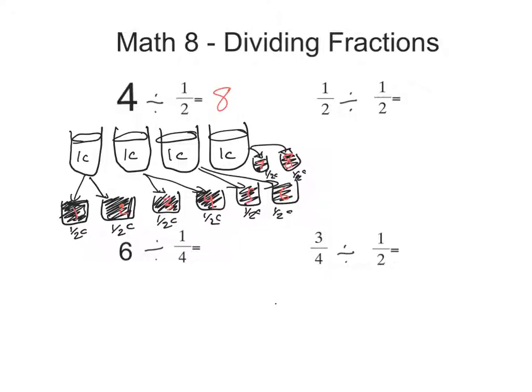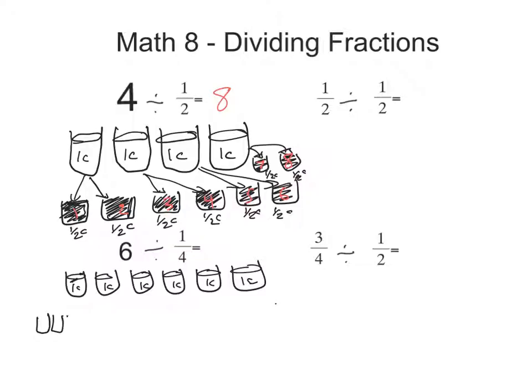We have 6 divided by 1/4. Again, if I have 2, 3, 4, 5, 6 cups of water, this is 1 cup, etc. Okay. And now I'm going to divide them into quarter cups. This is 1/4, this is 1/4 of a cup, 1/4, 1/4. Again, my drawings are pretty raw, but you'll get the point hopefully.